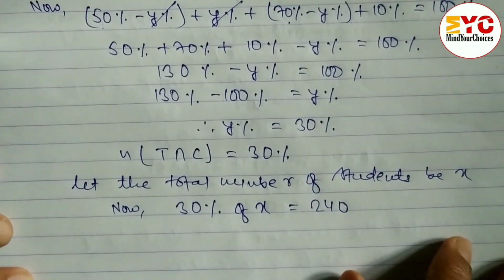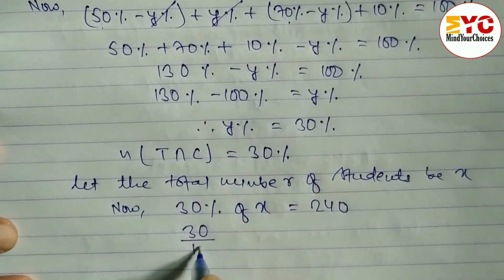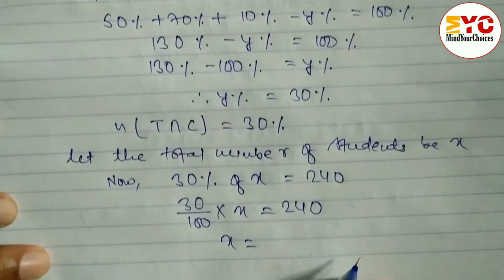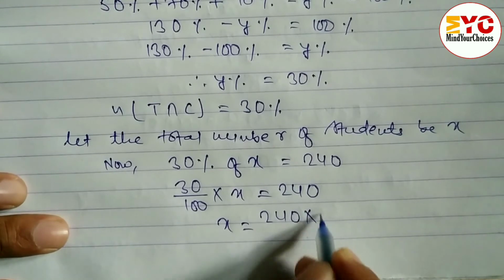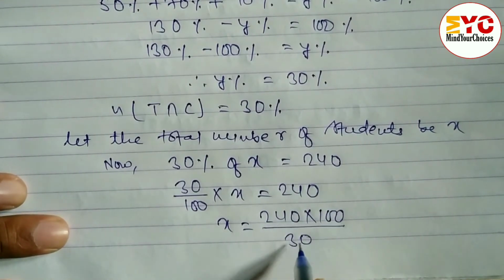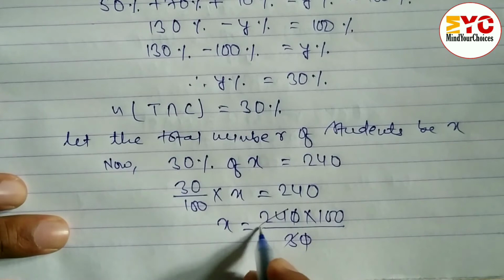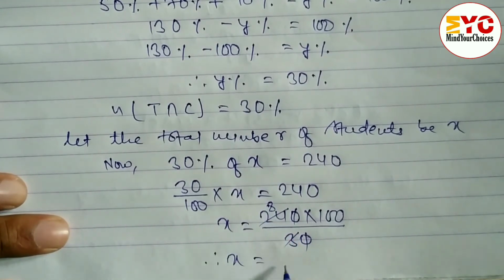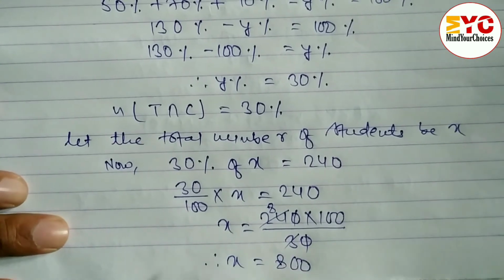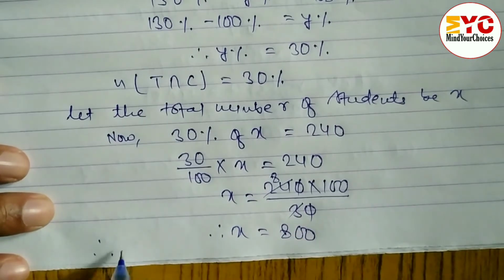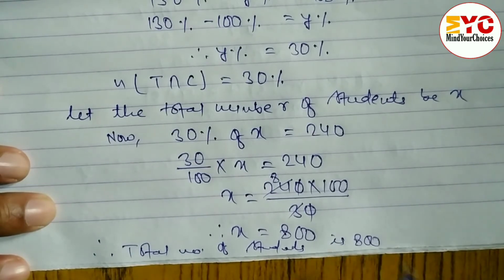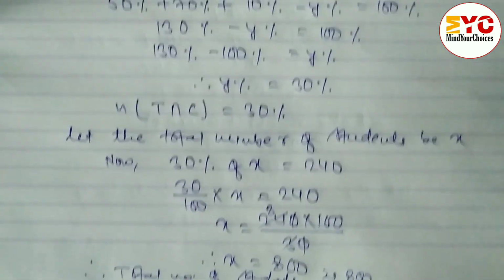Now when you solve this, we get the value of x. 30 by 100 into x is equal to 240. So x is equal to 240 into 100 by 30. The 0 cancels, and 3 eights are 24. Therefore x is equal to 800. So at last we write down, the total number of students is 800. Hope you understand this problem related to sets.